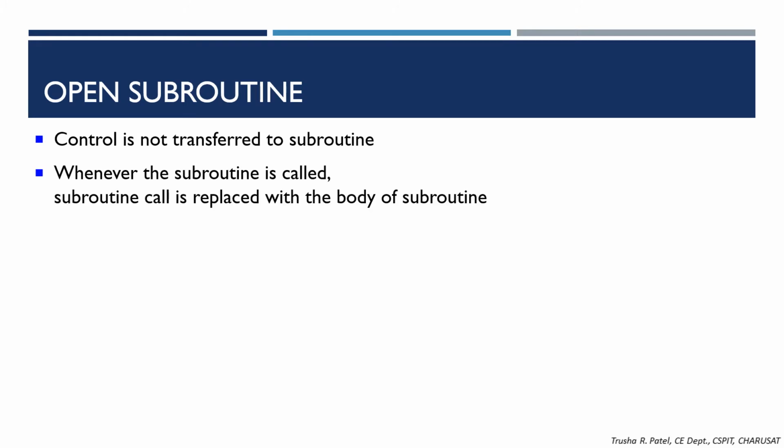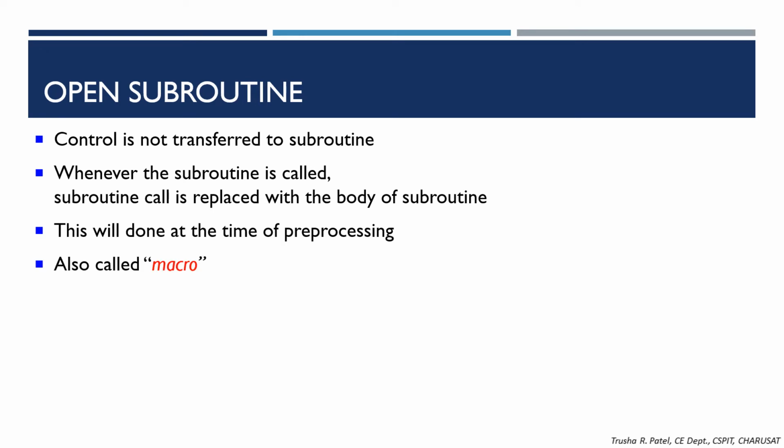Now next is the open subroutine. Control is not transferred to that subroutine. Whenever the subroutine is called, the subroutine call is replaced with the body of that subroutine. This is done at the time of preprocessing. This type of subroutine is called a macro.